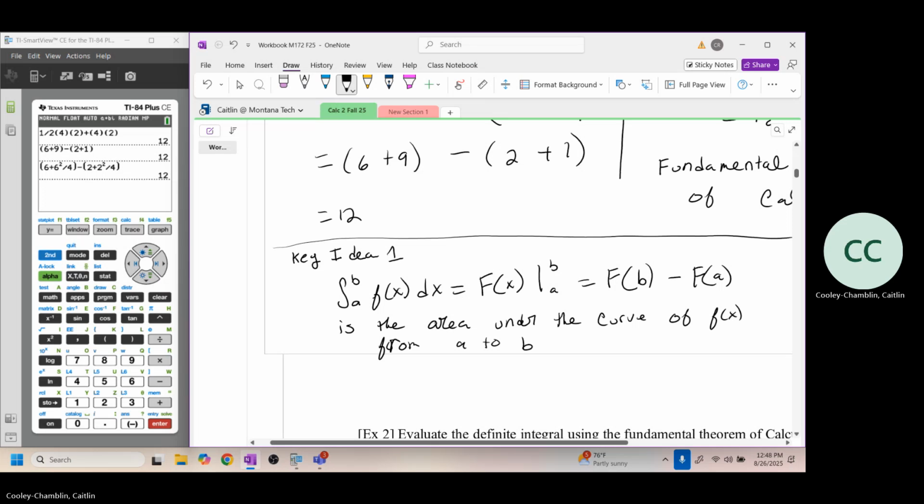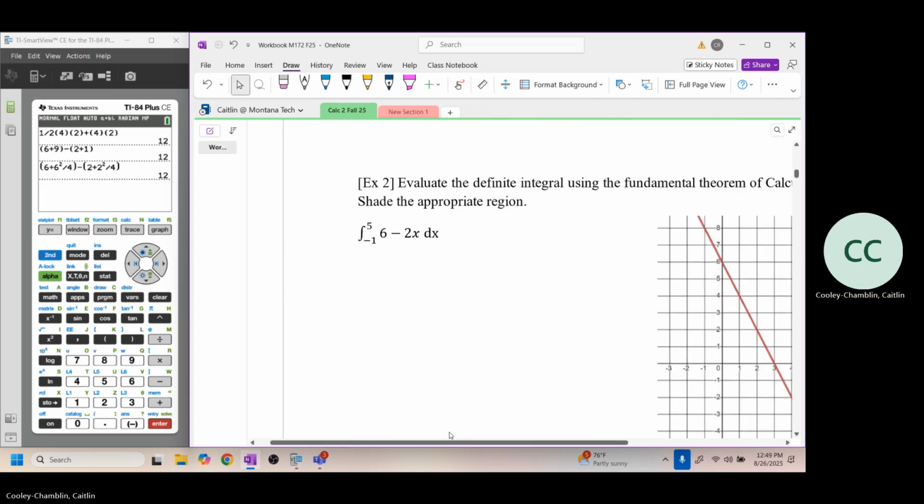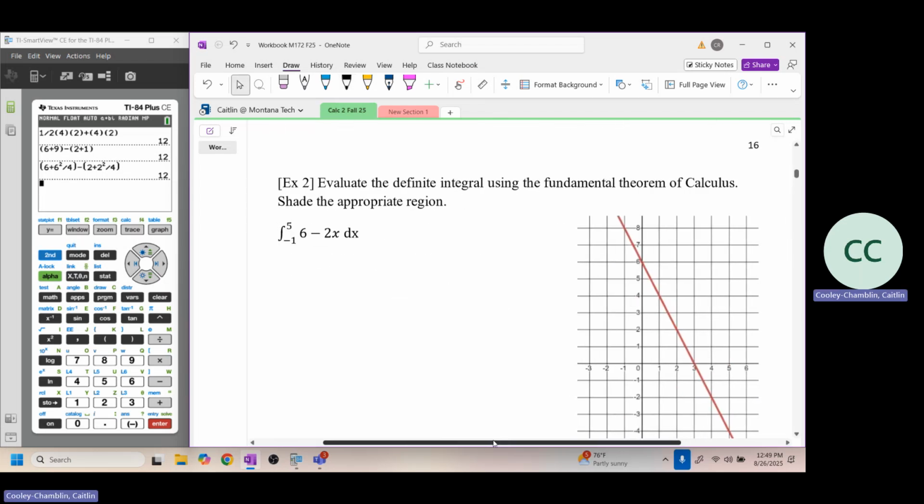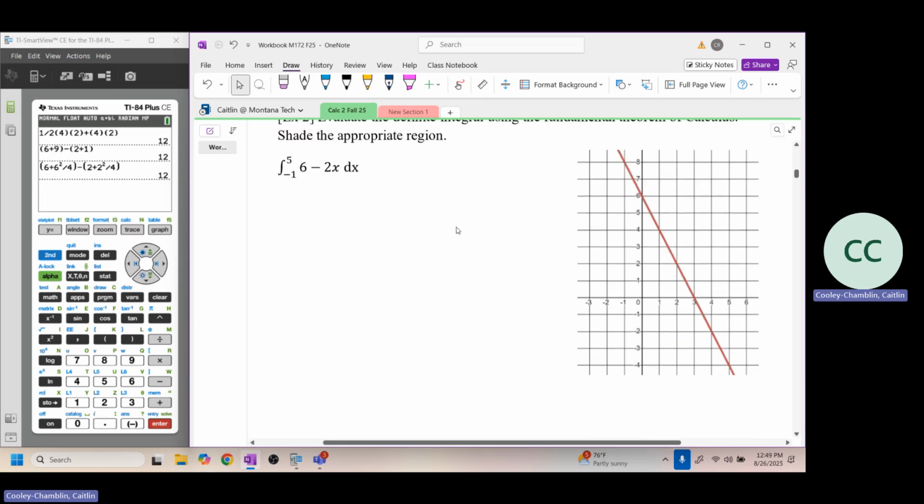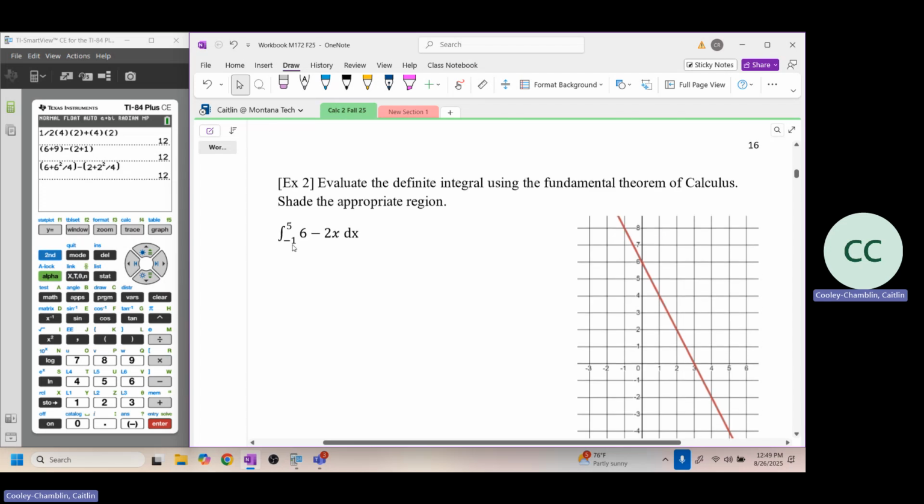Okay, so let's look at our next one. My papers are flying everywhere. Okay. And it says, evaluate the definite integral using the fundamental theorem of calculus and shade in the appropriate region. So we're evaluating from -1 to 5 of 6 minus 2x.